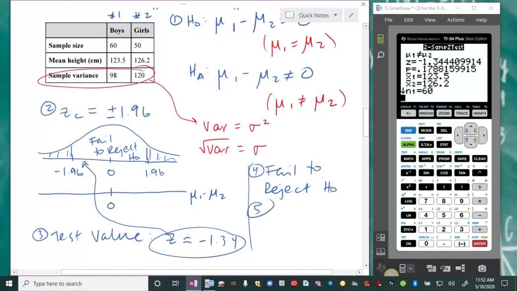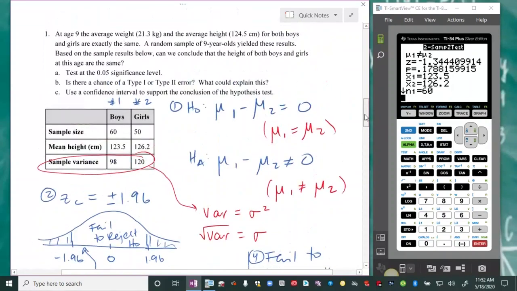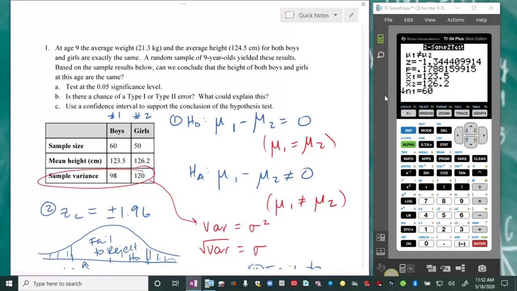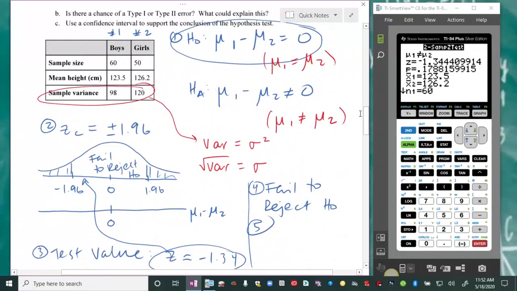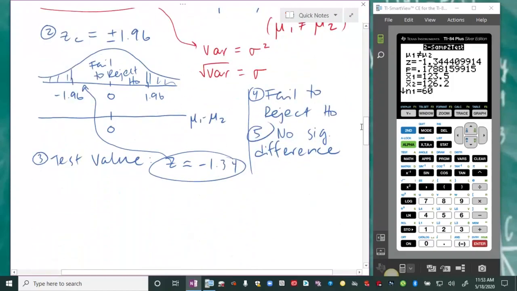And step number 5, let's go back and read that question. Can we conclude that they're the same? So in this case, they're the same is my claim. So do I support that claim? I failed to reject the null hypothesis, which means I'm keeping the null hypothesis, and I am not keeping the alternative hypothesis. So there's no significant difference. I'm just going to write sig. So no significant difference. The claim in this case was the null hypothesis. So we can say that we support the claim.